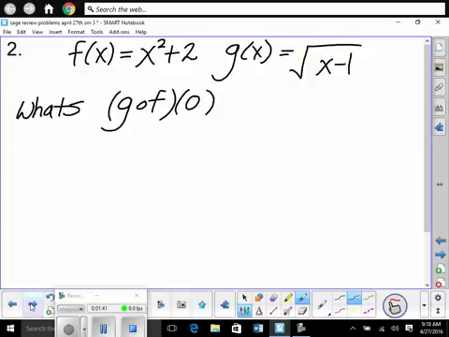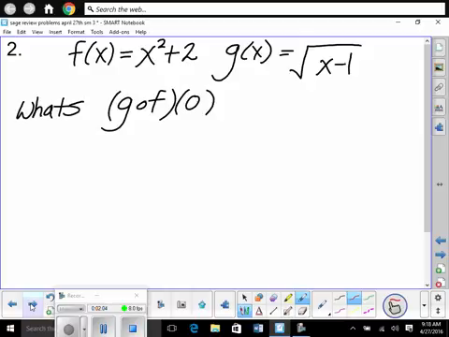Given f of x is equal to x squared plus 2, and g of x is the square root of x minus 1, this time we're doing g of f of 0. There's two different ways you can do this one. There's the easier way and then a little bit harder way. So I'm going to go ahead and do this the easier way.